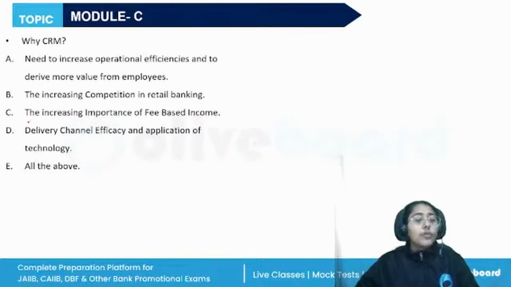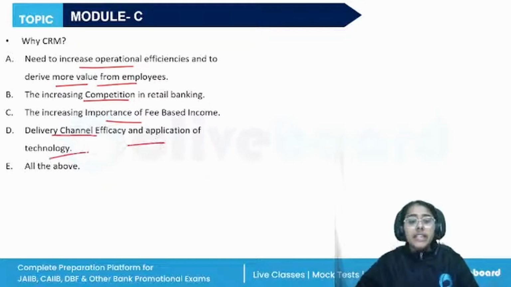Next, we move on to customer relationship management. So, why is customer relationship management important for the retail banks? Option A, there's a need to increase the operational efficiencies and to derive more value from the employees. Or there's increasing competition in retail banking, the increasing importance of fee-based income, delivery channel efficiency and application of technology, or option E, all of the above.